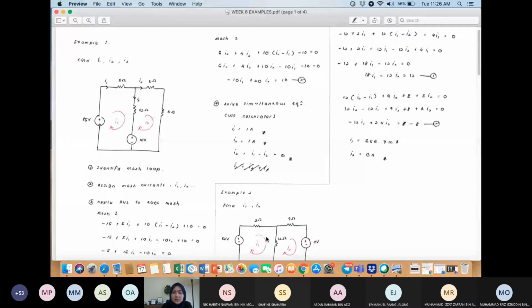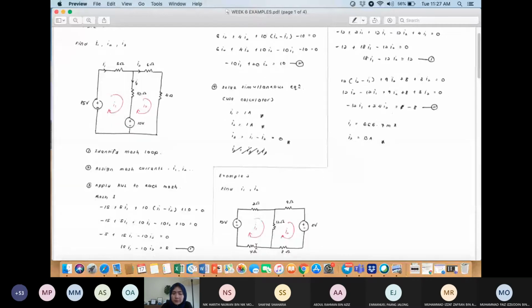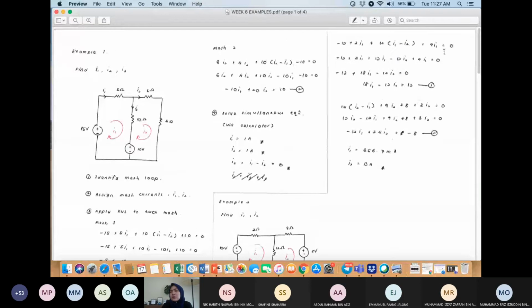Okay, plus this one 4 multiplied with I1. So that's why you get this equation equals to 0. If you simplify this equation, you will get 18 I1 minus 12 I2 equals to 12. Okay, so this is the first equation.